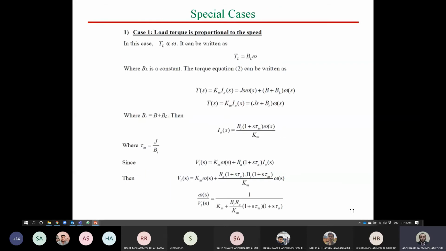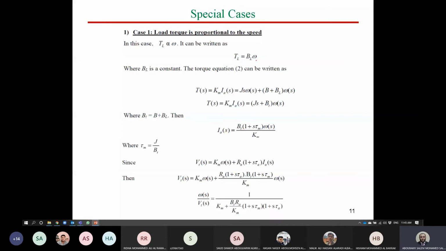We have some special cases as well, guys, for the same transfer function here. If we have a load which is proportional to speed, which means load torque equals BL multiplied by omega. You know we have some kinds of these loads, guys. Torque is proportional to omega. We have torque proportional to omega square. We have torque proportional to 1 over omega. So a lot of loads are a function of speed. So for instance, assume the most simple one is TL equals BL multiplied by omega.